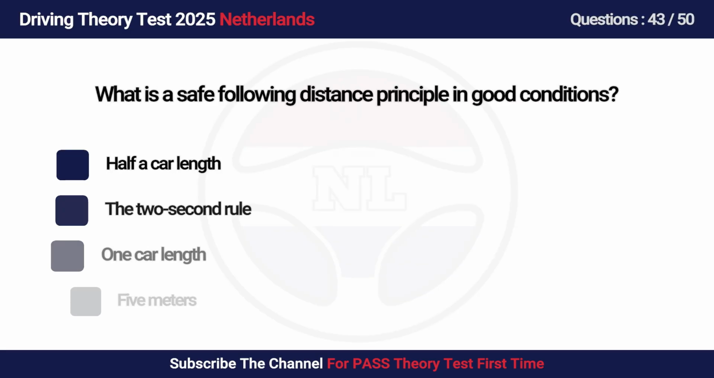Question 43. What is a safe following distance principle in good conditions? A. Half a car length. B. The rule. C. 1 car length. D. 5 meters.